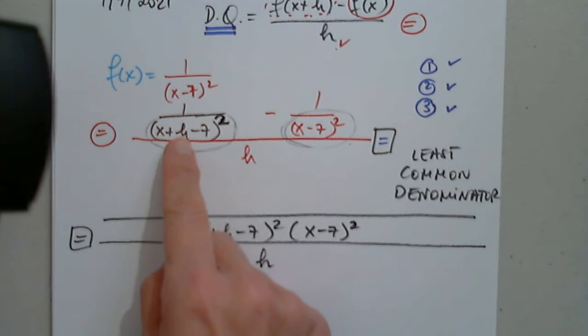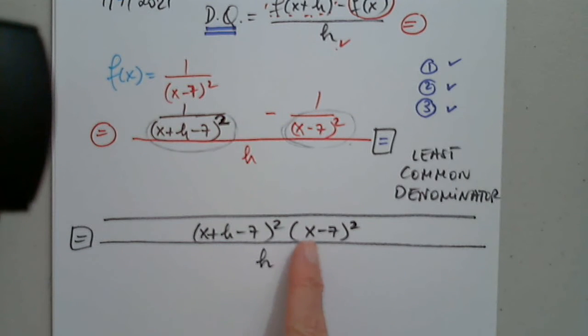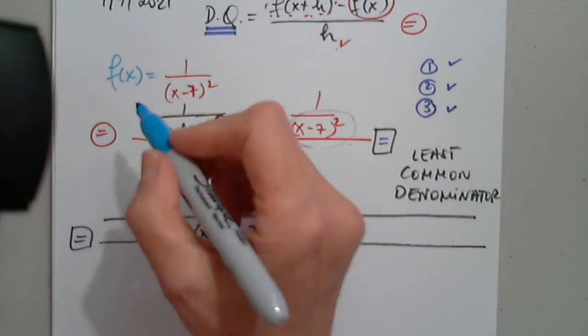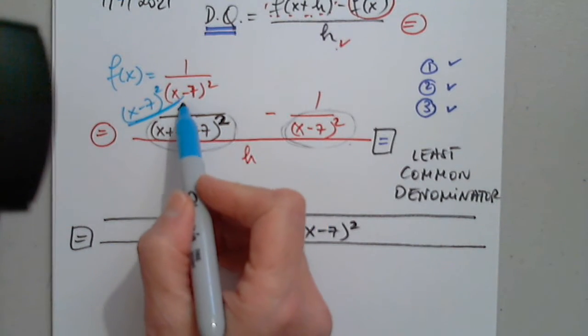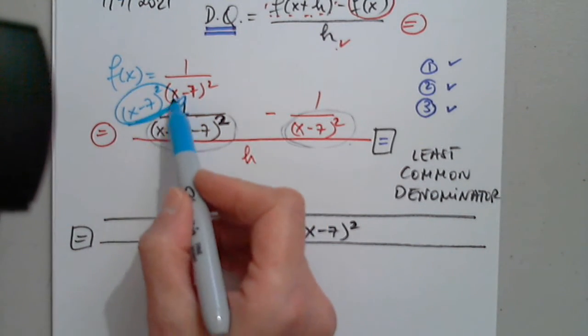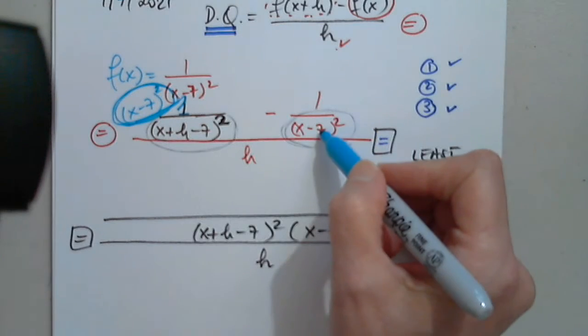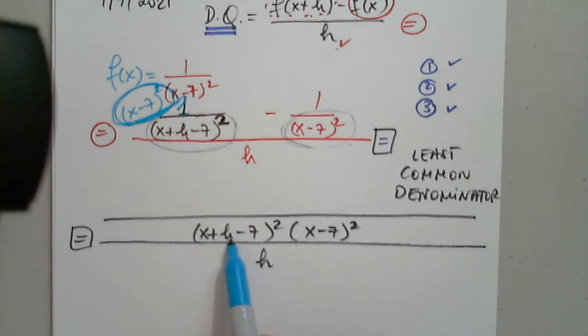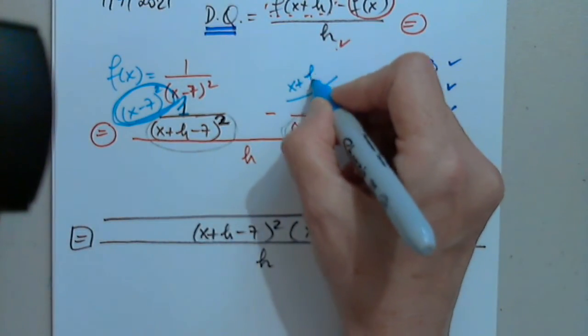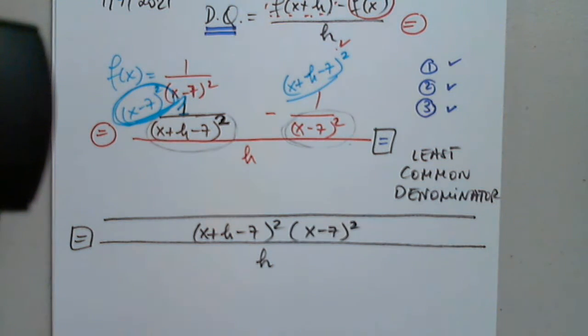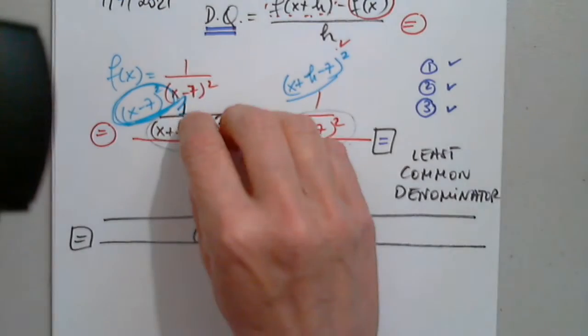So now, when I multiplied this quantity by this in the denominator, I have to do the same thing to the top. So up here at the top, I have x minus 7 squared, meaning I have to multiply 1 by x minus 7 squared. Now, x minus 7 squared was multiplied by x plus h minus 7 squared, which means this is a reminder to myself, don't forget to multiply the top by the same quantity, otherwise you change the value of the fraction. Okay, perfect.